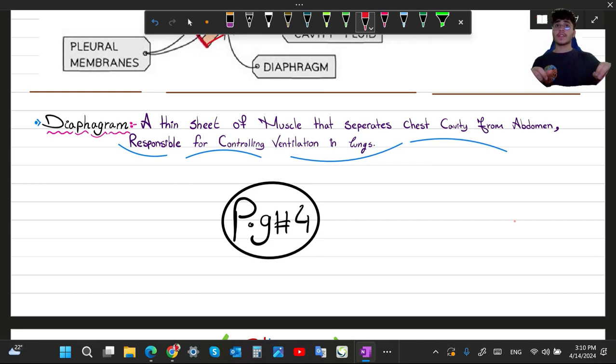The diaphragm is a thin sheet of muscle that separates the chest cavity from the abdomen and is responsible for controlling ventilation in the lungs. So it's a dome-shaped muscle that separates the chest cavity from the abdomen. By controlling ventilation, we mean it controls the volume during inhalation and exhalation of gas exchange.